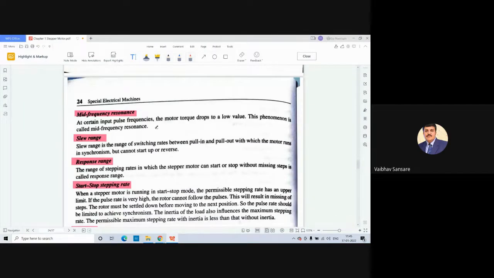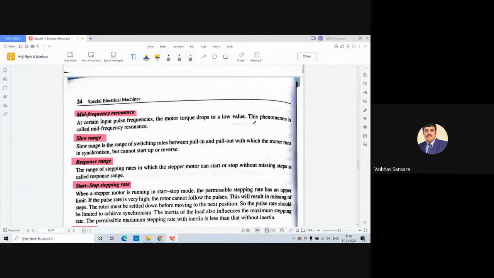Now, the next terminology, these are not so important, but let me discuss mid-frequency resonance. At certain input pulse frequencies, the motor torque droops to a lower value, and this particular phenomenon is generally termed as mid-frequency resonance. So for certain input pulse frequencies, the motor torque droops from its desired value to a lower value, and that is termed mid-frequency resonance.